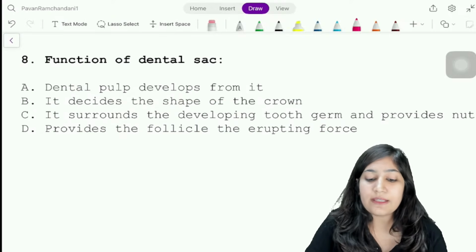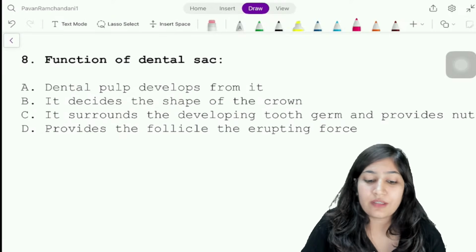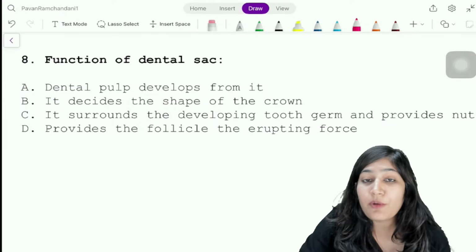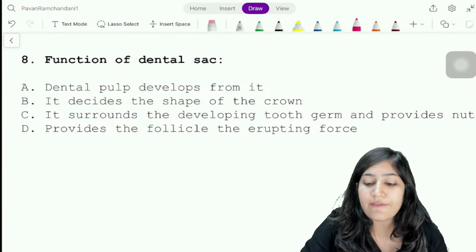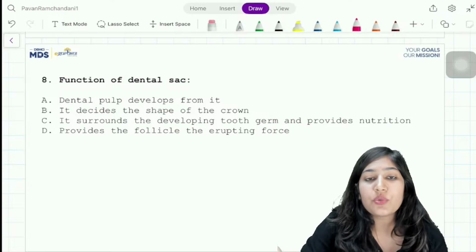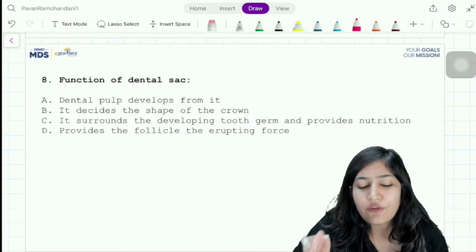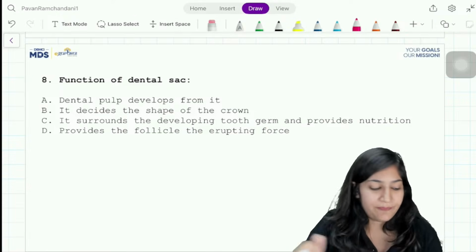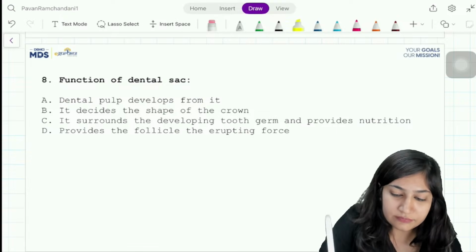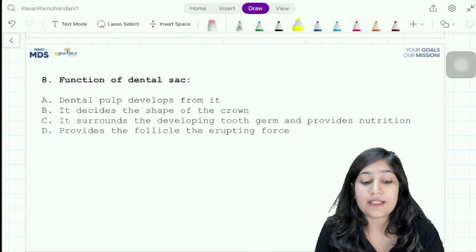Is it that dental pulp develops from it? It decides the shape of the crown. It surrounds the developing tooth germ and provides nutrition. It provides the follicle eruptive force. What will be the correct answer here? What is the function of dental sac?